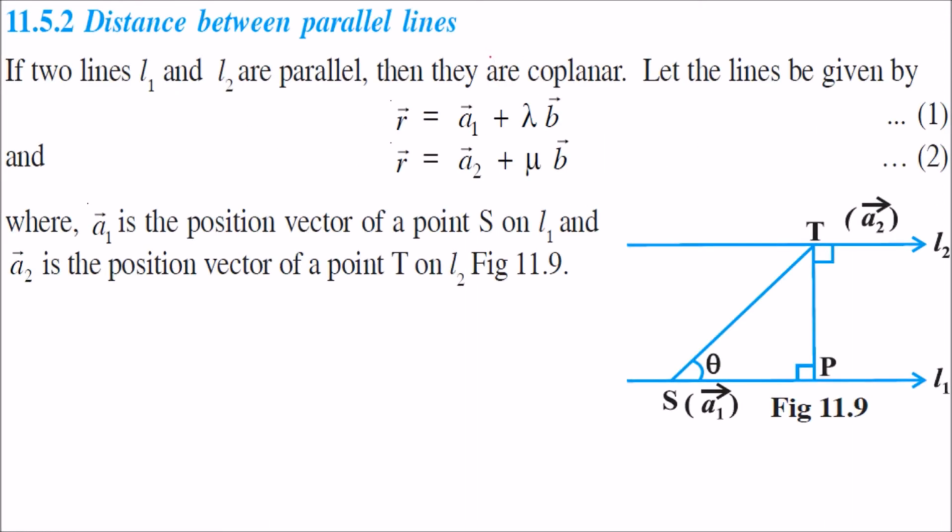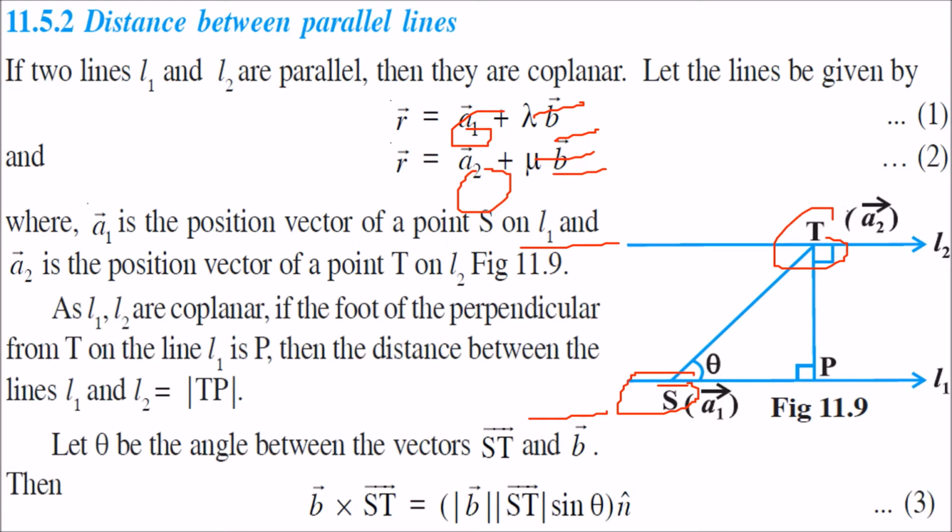Now how to find the distance between parallel lines? Now it becomes quite easy. Why? Because now this b becomes equal, because they are parallel. So if two lines L1 and L2 are parallel, they are coplanar. They are coplanar, so they will have b as similar. So this a1 and a2 are the position vectors of point S on L1 and point T on L2 in this figure.